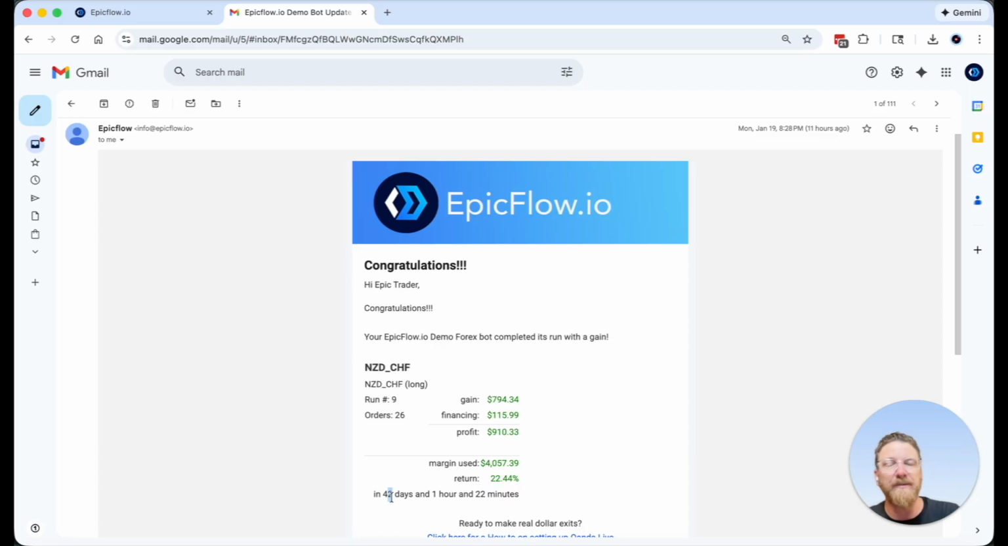There was a big drop in the New Zealand Swiss franc at the end of the year last year, and this particular bot just bought. You can see we had 26 orders. In those 42 days, it generated a significant amount of finance on $4,000 of margin used. And it had an exit, a huge exit. We do these trailing stop losses where I think it was up to 50 pips at one point, and it finally exited for a huge return of almost $1,000.